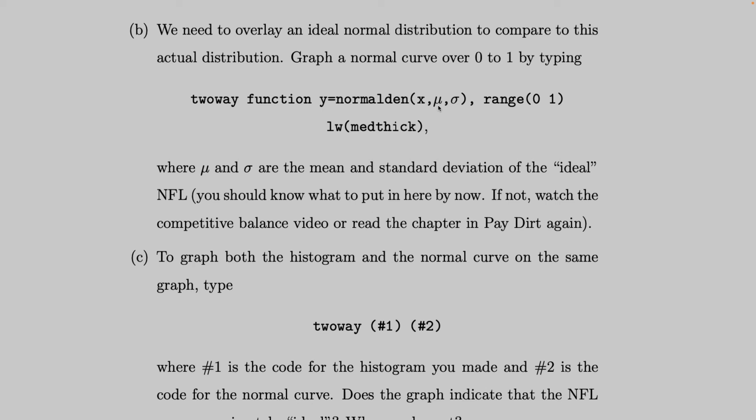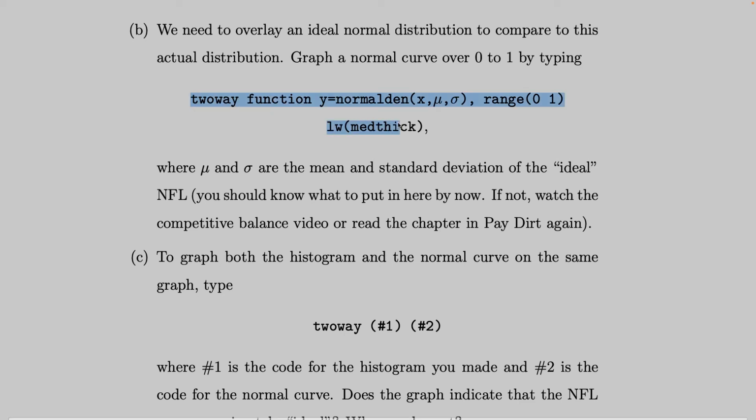Mu is the mean that we want this distribution to have. So for us, it'll be 0.5. Sigma is the standard deviation that we want this normal density to have. So for that, we'll plug in the ideal standard deviation. And I guess I am going to give it away here because I have to type it. So the ideal for the NFL, you should have watched the video or read the book, is 0.125. The range is going to go from 0 to 1. And what I've done here is specified that I want a medium thick line. This is just an option to make it look a little nicer.